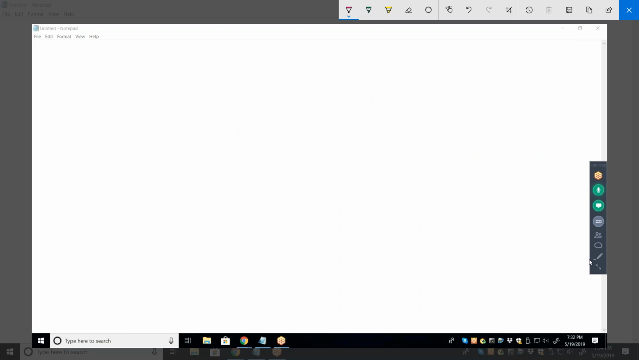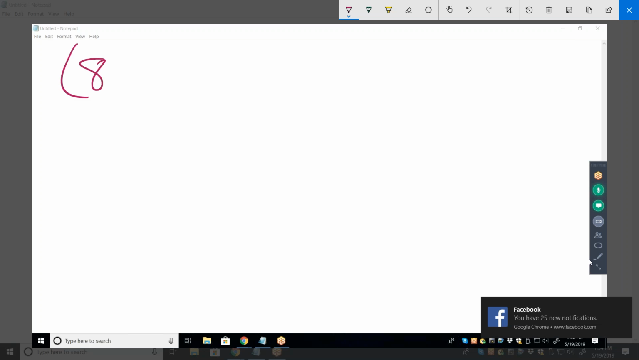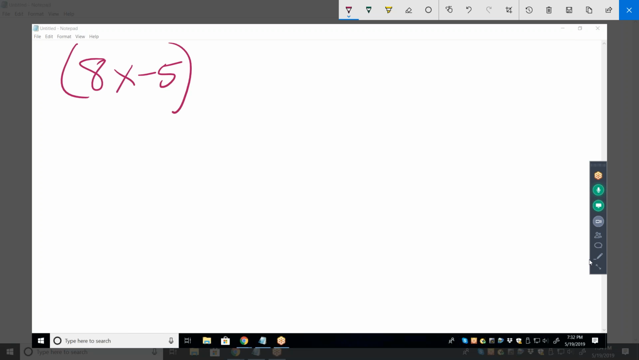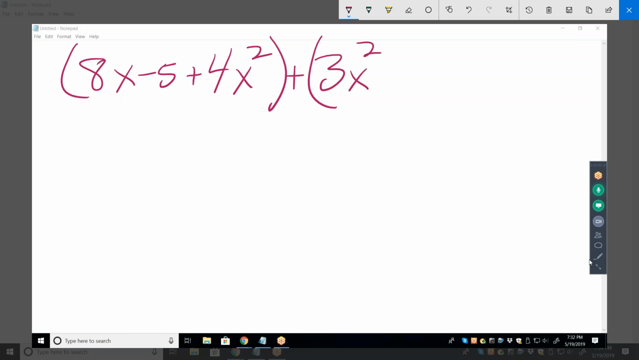Alright. Here's one that looks decently hard. Parentheses 8x minus 5 plus 4x squared. It's all in the same parentheses. So 4x squared is in the parentheses. And then after plus 4x squared, new parentheses plus 3x squared minus 5x minus 8.